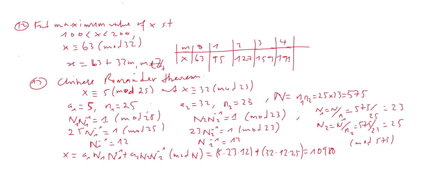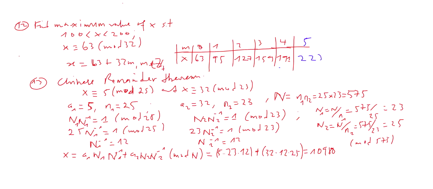If I put m to be 3, I have 159. If I put m to be 4, I have 191. If I put m to be 5, I'm already out of bounds, because it is going to be 32 times 5 plus 63, and this is going to be 223. So I'm already out of bounds. So the maximum value for x is really 191 in this case.